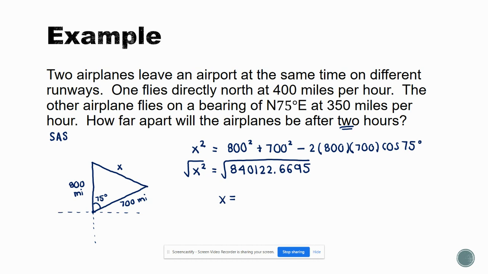So typing all of that in and rounding to the nearest tenth, hopefully we are all okay with an answer of 916.6 miles. And since x is what we were trying to find, that's the distance the airplanes are apart, that is my final answer.